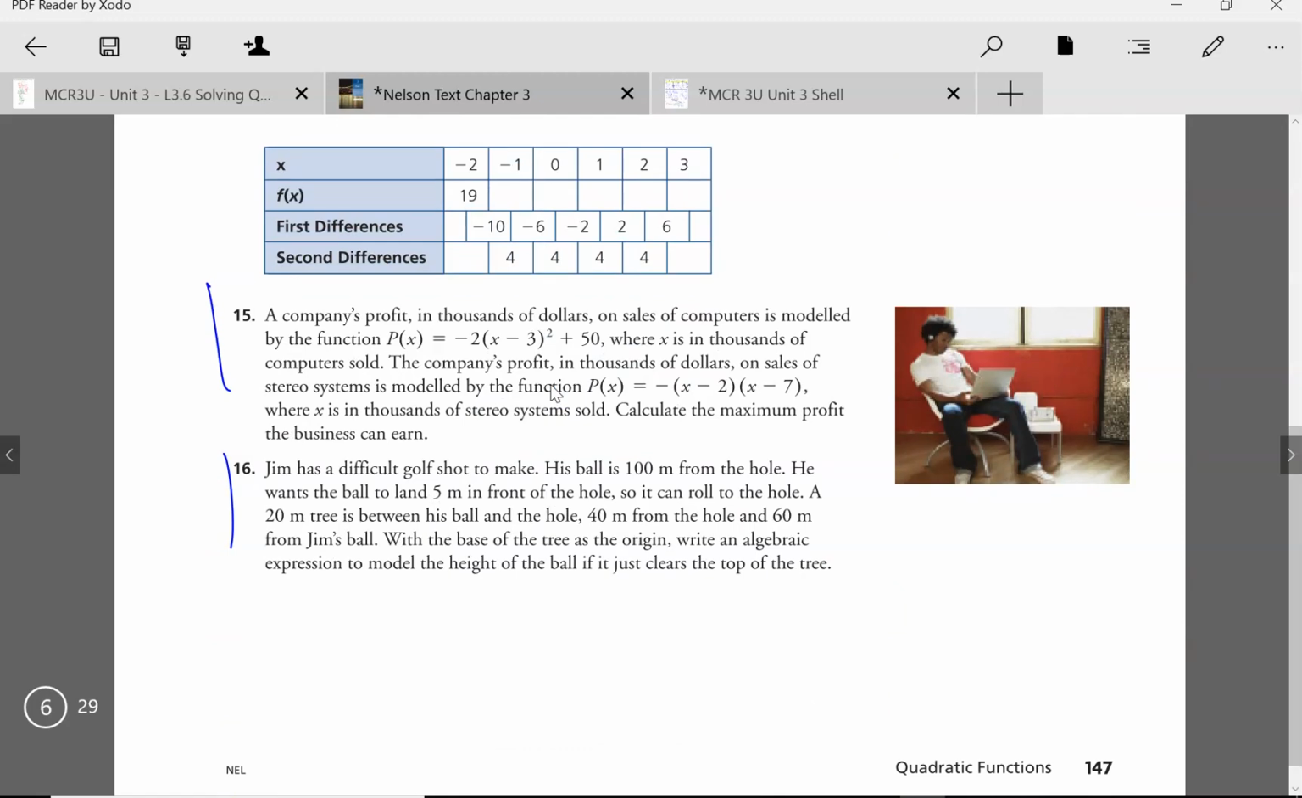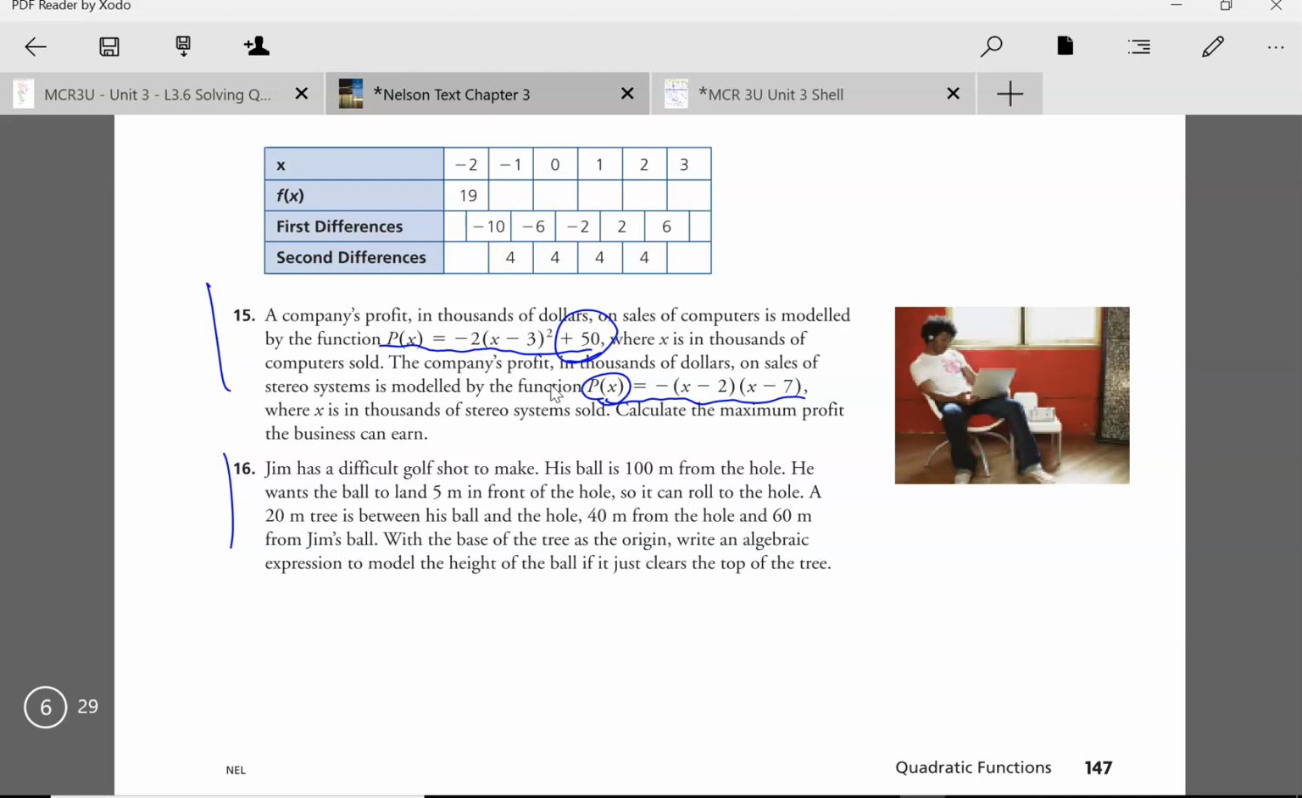So the company's profit on sales of computers is modeled by the function this. So that's a quadratic function, where X is in thousands of computers sold. So, okay, this is the profit. The company's profit on sales of stereo systems is this guy over here. So calculate the maximum profit the business can earn. So let's take it. So this is the company's profit on computers. This is the company's profit on stereo. And we want to maximize both the profits. So we have to find a way to somehow combine these two equations and then maximize that equation. So how are we going to do that?